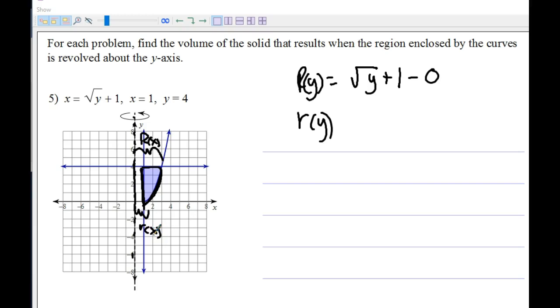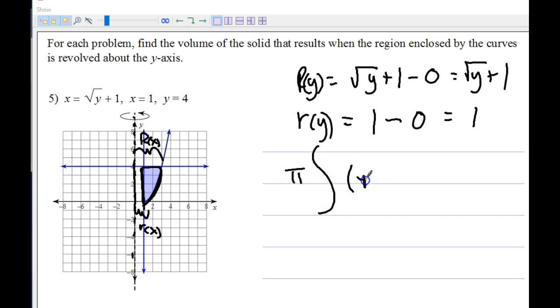Now the way you would show your math, though, is this line is represented by the equation x equals 1. So that's my function, minus the axis, which is 0. And so the answer is 1. Okay. From there, we just go ahead and, but what are my limits of integration? 0 to 4. 0 to 4.